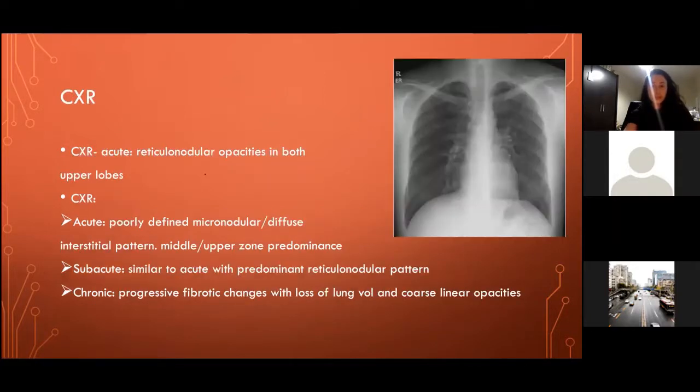So this is just a chest x-ray, which shows the reticulonodular opacities in both upper lobes. So yeah, the different phases, as I said before, can show different things. So in the acute phase on a chest x-ray, it can often be poorly defined. Then in the subacute, that's quite similar, with a predominant reticulonodular pattern. And then the chronic, you get progressive fibrotic changes, and you can get a loss of lung volume and coarse linear opacities.